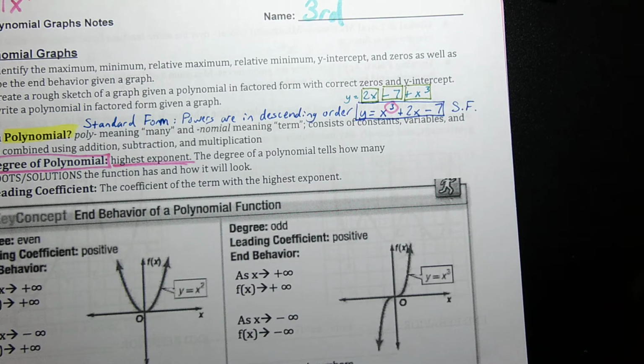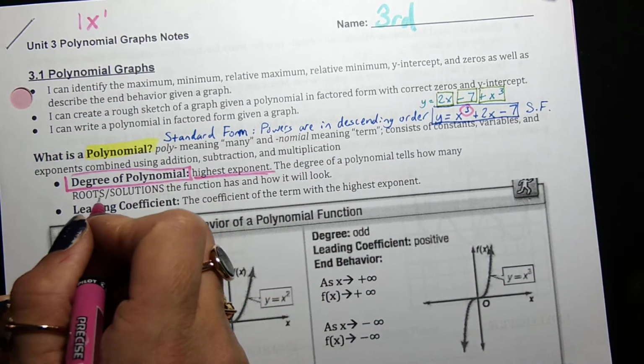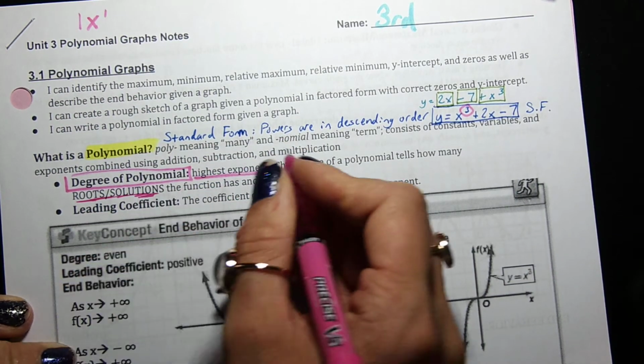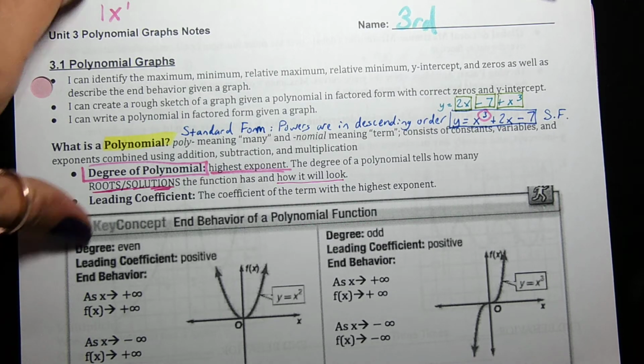Now, right now, the degree is just going to be something that we identify. It's like, all right, it's the highest power. That's really cool, I guess. What the degree is eventually going to tell us is how many roots or solutions the function has and how it will look. So it tells us a bit about the shape of the graph and how many roots or solutions it has. So mainly today we're just going to be identifying the degree, saying, yup, it's the highest power, but it's eventually going to tell us quite a bit about the polynomial.